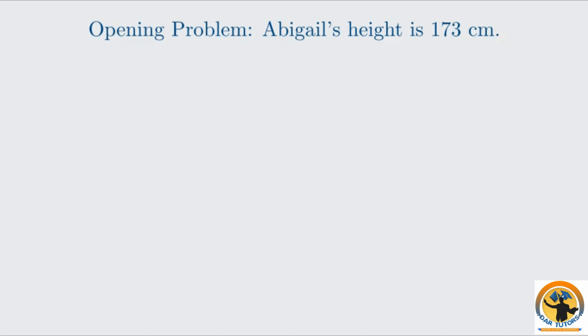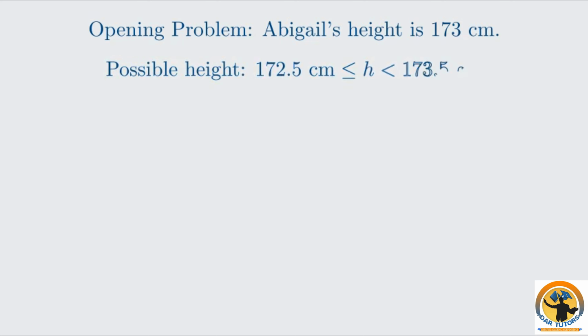For example, if she was 172.6 centimeters, she would round to 173 centimeters. If she was 173.4 centimeters, she would also round to 173 centimeters. So her true height, which we can call h, must lie somewhere between 172.5 centimeters and 173.5 centimeters. This is the first key concept. All measurements have an inherent range of uncertainty.